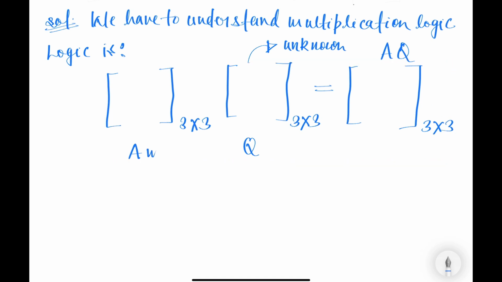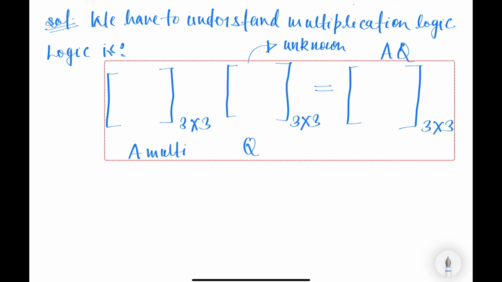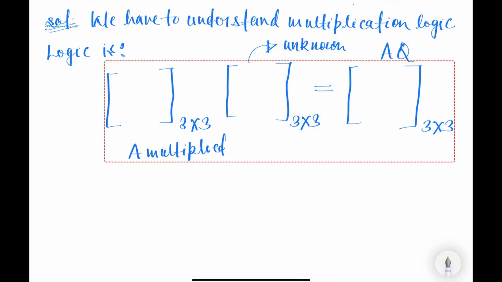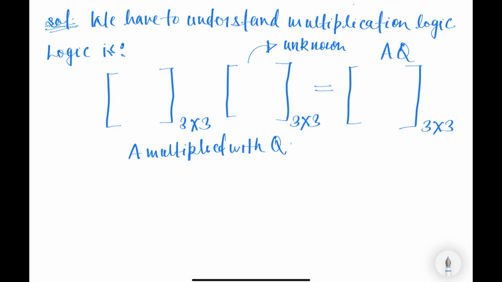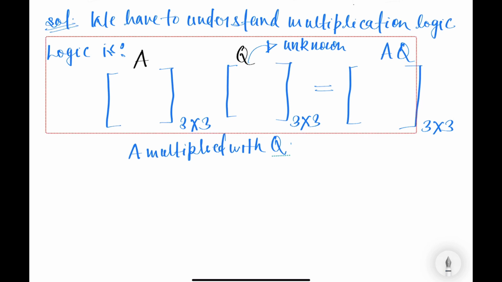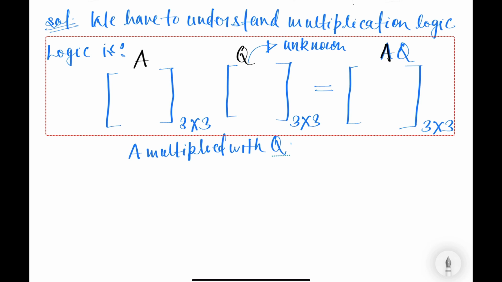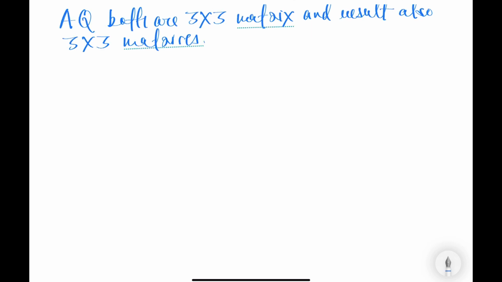A matrix multiplied with Q. A multiplied with Q. A matrix, Q matrix, and this is the AQ matrix. To calculate AQ, some hint is there in the question.